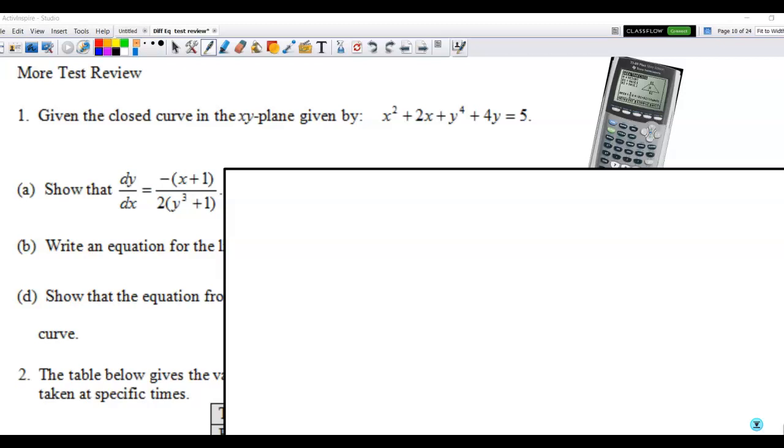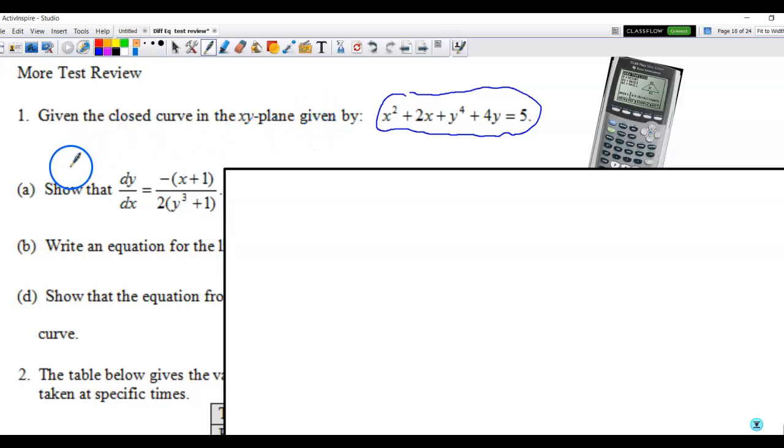Let's look at the problems from the second test review for differential equations. So in problem number 1, you are given the closed curve in the plane, and this is the curve that you are given. We don't necessarily know what it looks like, but it's some sort of implicit relationship because we have the variables x's and y's, and we cannot easily isolate y.